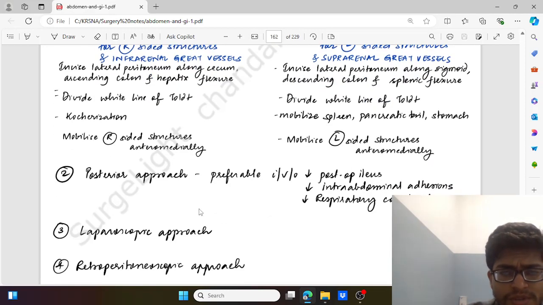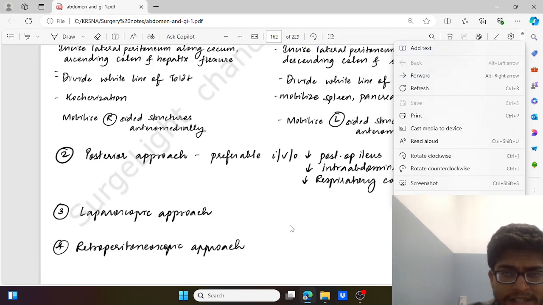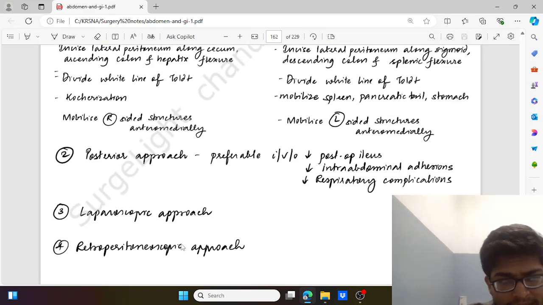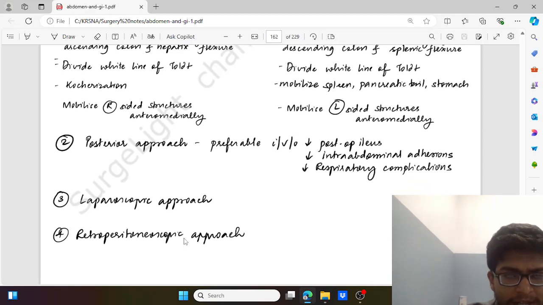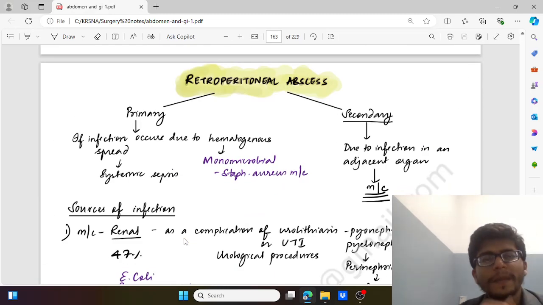Then the posterior approach, which is preferable because there will be less post-op ileus, intra-abdominal adhesion and respiratory complication in this approach. So it has to be considered, especially when it is an elective surgery. Then the laparoscopic approach, the retroperitoneoscopic approach. These are some of the approaches.